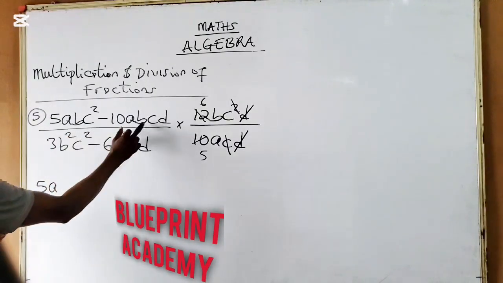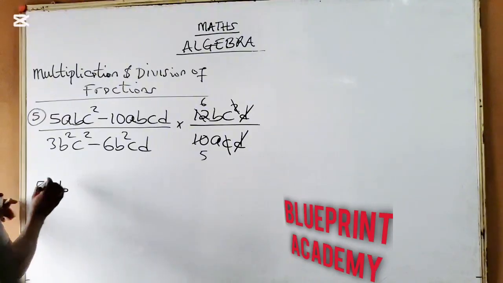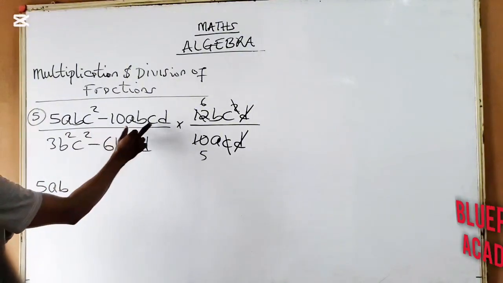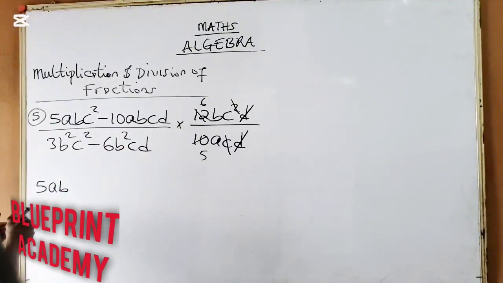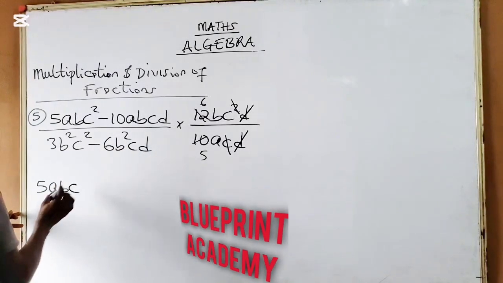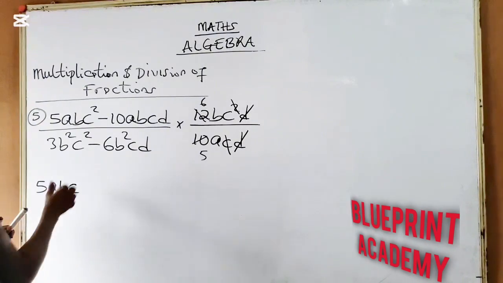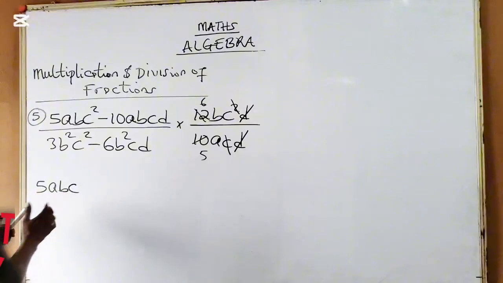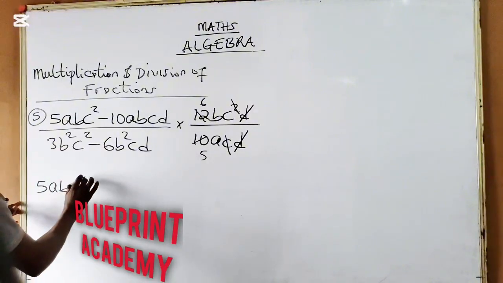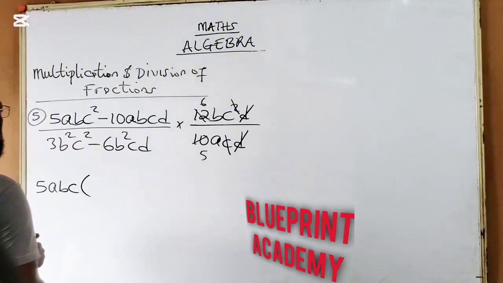Then we have B and B. We bring out B as a common factor. We have C squared and C. The smaller of the two is what? C. So I bring out C. So now there's D here, there's no D here. So that's the only common factor we have. Put this one in the bracket.